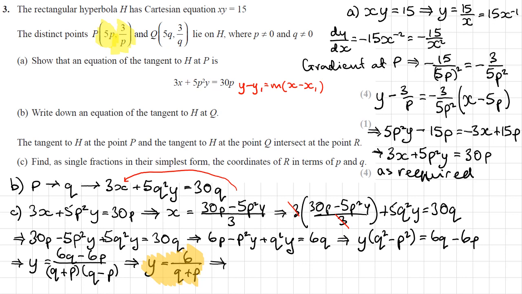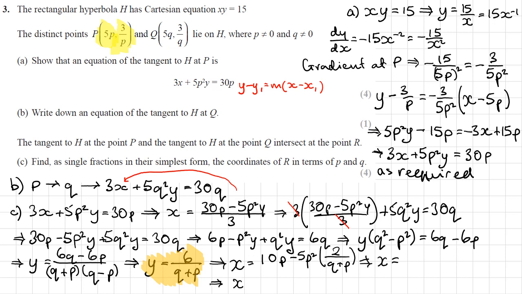Now I want to take this and use this to find the x coordinate. So to do that, I'm going to substitute this into this equation because it's already rearranged to find x. So x is equal to 30p minus 5p squared, and then y is going to be 6 over q plus p, and that's all going to be over 3. I can divide everything through by 3, so that means I can get rid of this. That 30 will become 10, and then the 6 here will become 2.